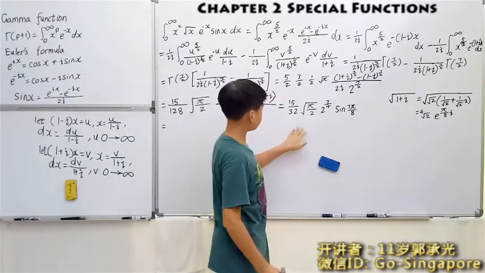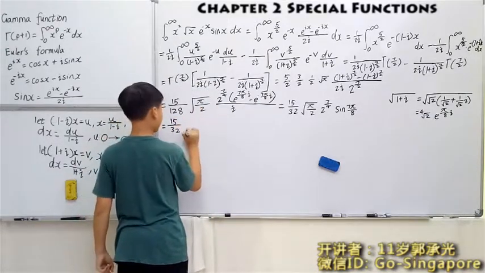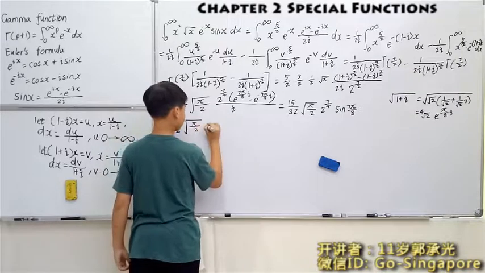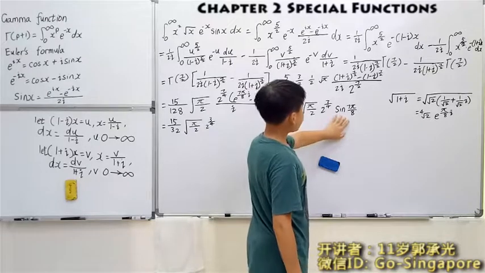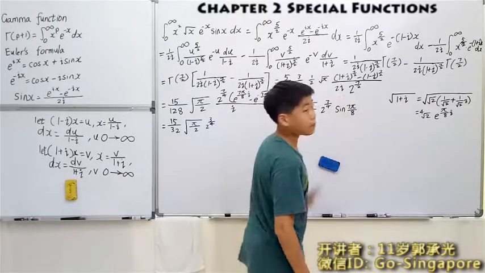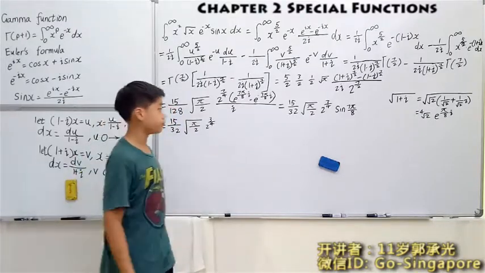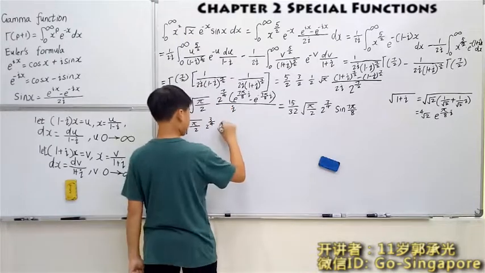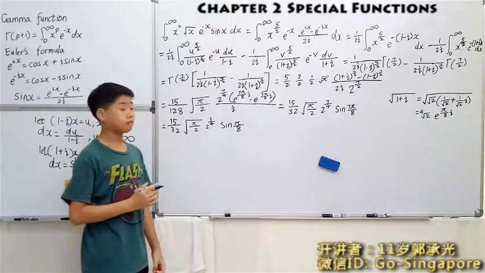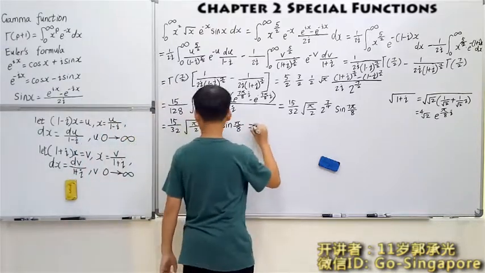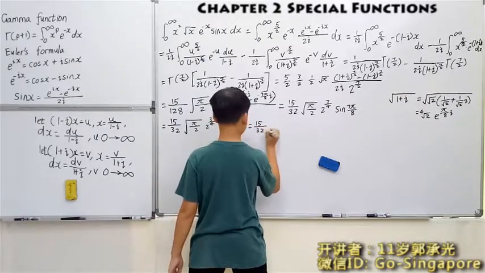After that, these parts, let it be the same first. Sine 7 pi over 8. Let's look at this. 7 pi over 8. It is in the second quadrant. Let's change it to the first quadrant. Pi minus that. Still the same. Sine pi over 8. Like this. Then this would be equal to 15 over 32.